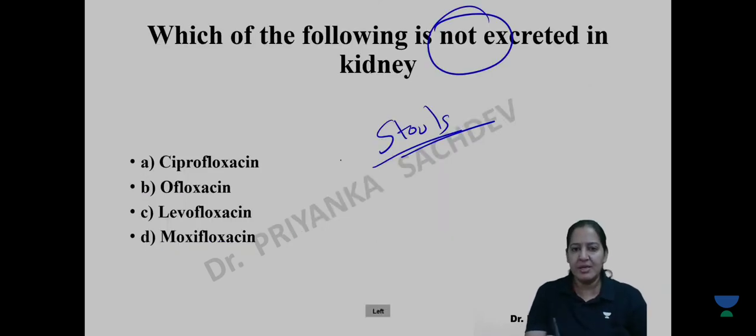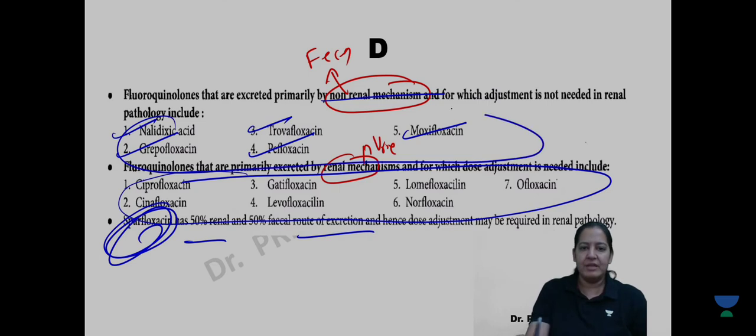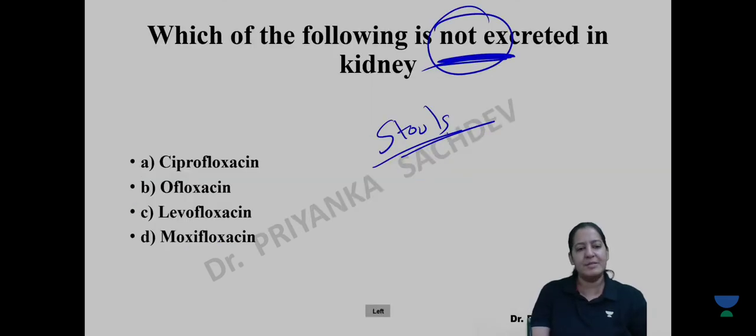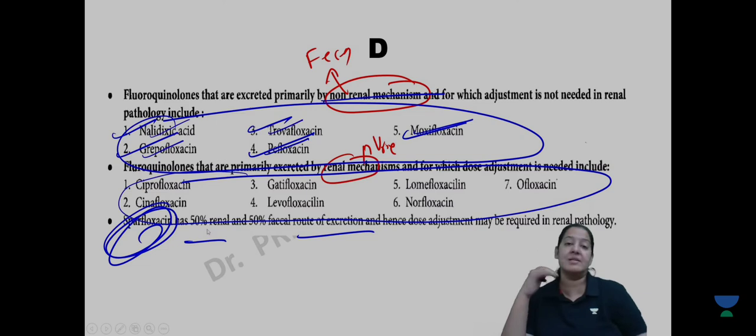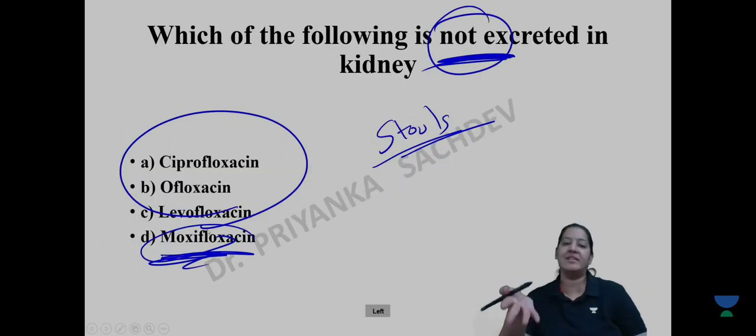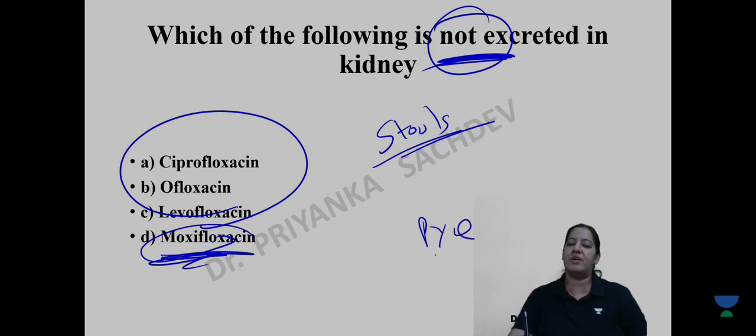Right. Now the question is on non-renal. So the question will be from these five. Nalidixic acid, Grepa, Trova, P and Moxi, whichever is coming in the answer. Moxi is coming. If you see the remaining ones, they are coming in the renal. Now I know learning is difficult, but you can see the question is already there. I have not created this question. It was already asked in your previous year question papers in one of the exams.